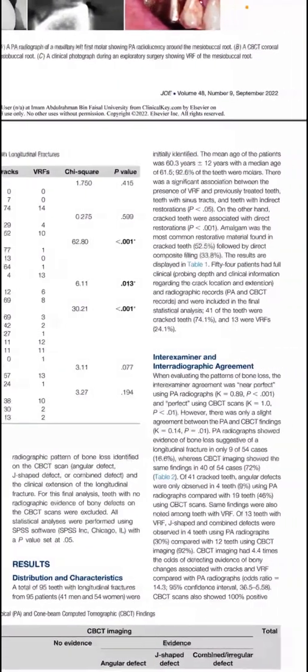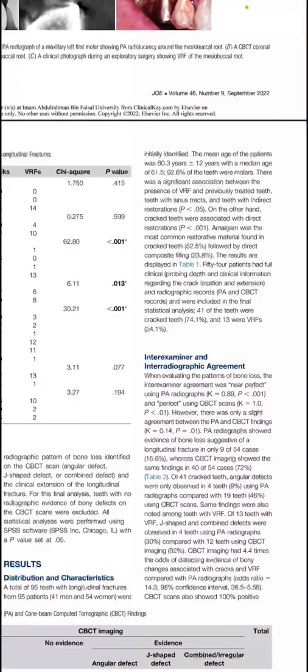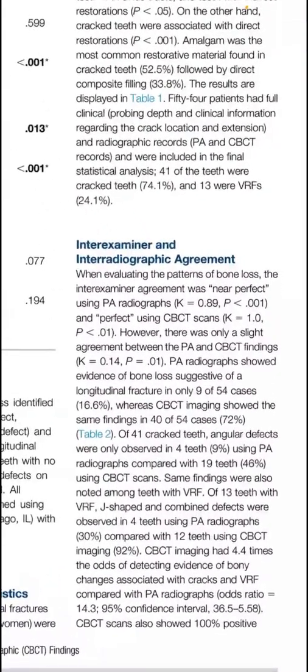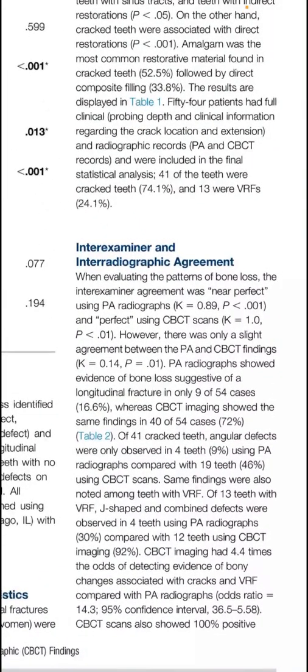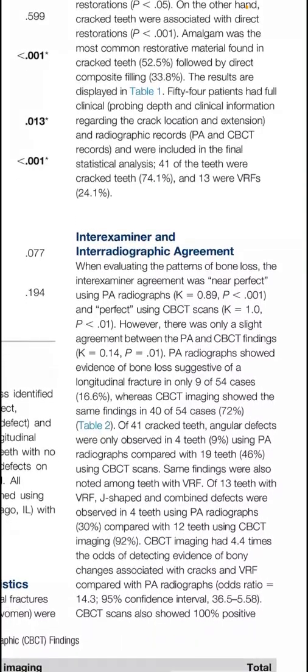And for the inter-examiner radiographic agreement, the result for periapical radiographs was near perfect, which accounts for a kappa of 0.89, and a perfect score of kappa 1 for the CBCT scans. The study was conducted so that the examiners would take a look at the periapical radiographs prior to the CBCT to eliminate any risk of bias.